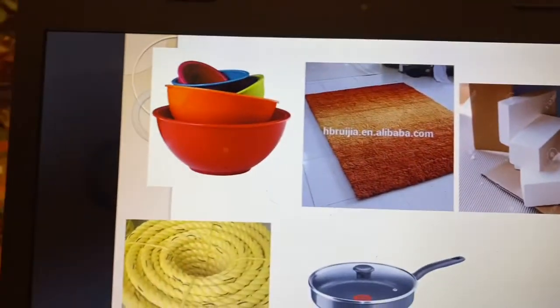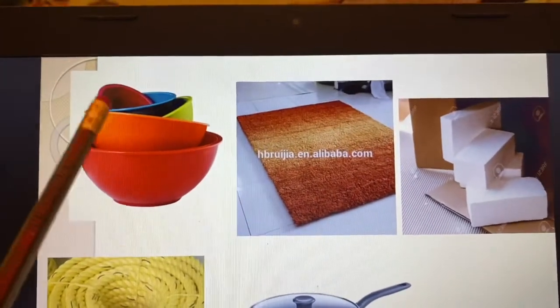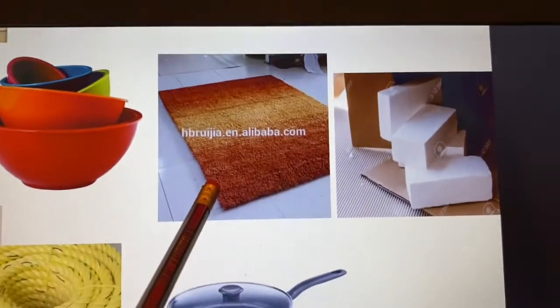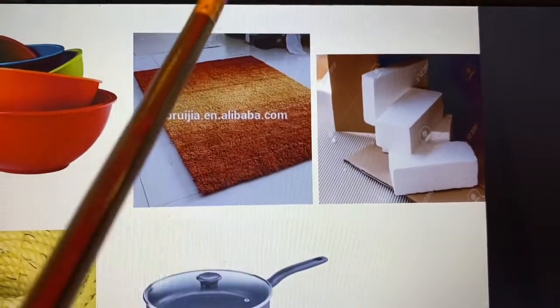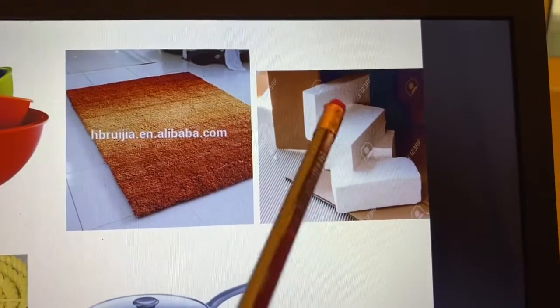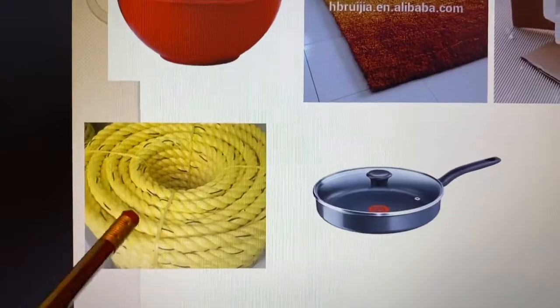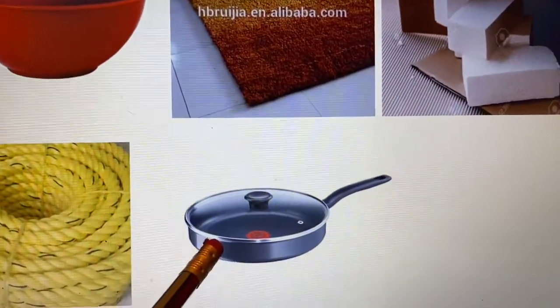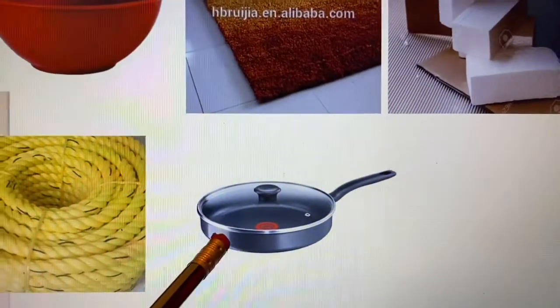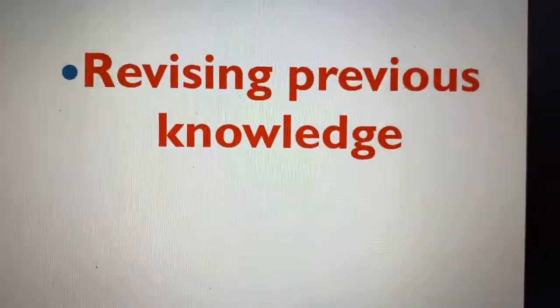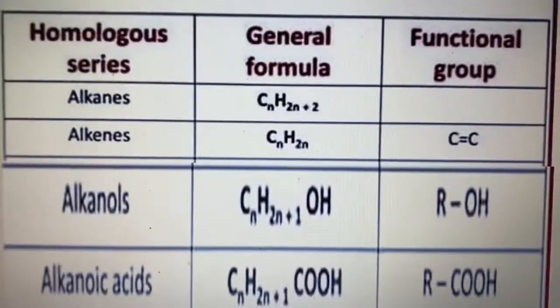Also, we have talked about their uses. Polyethene is used for buckets and bowls. Propylene is used to make carpets. Polystyrene is used to make packaging. Ropes is for PVC and non-sticky pans for polytetrafluoroethene.